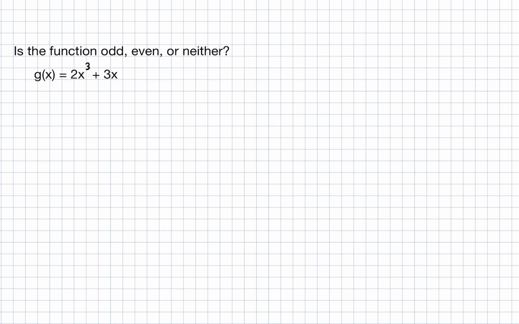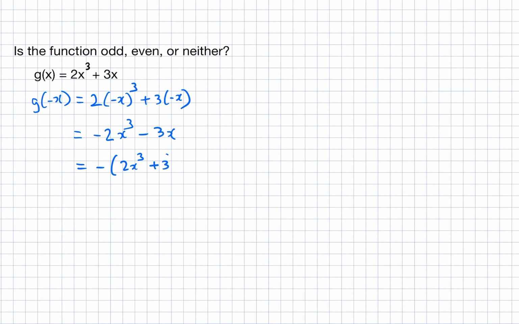g of x is equal to 2x cubed plus 3x. What happens when we substitute g of negative x into this function? Well, let's go ahead and figure this out. This is going to be equal to 2 times negative x cubed plus 3 times negative x. That works out to negative 2x cubed minus 3x, which is the same thing as negative of the quantity 2x cubed plus 3x.